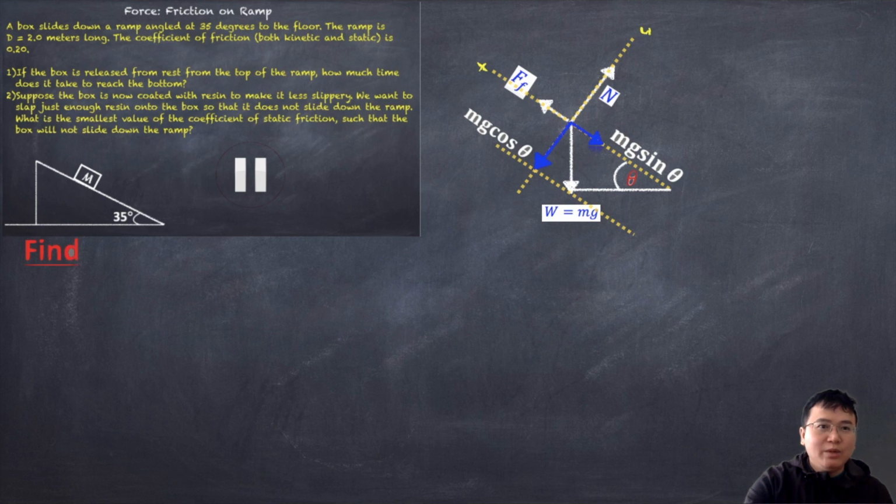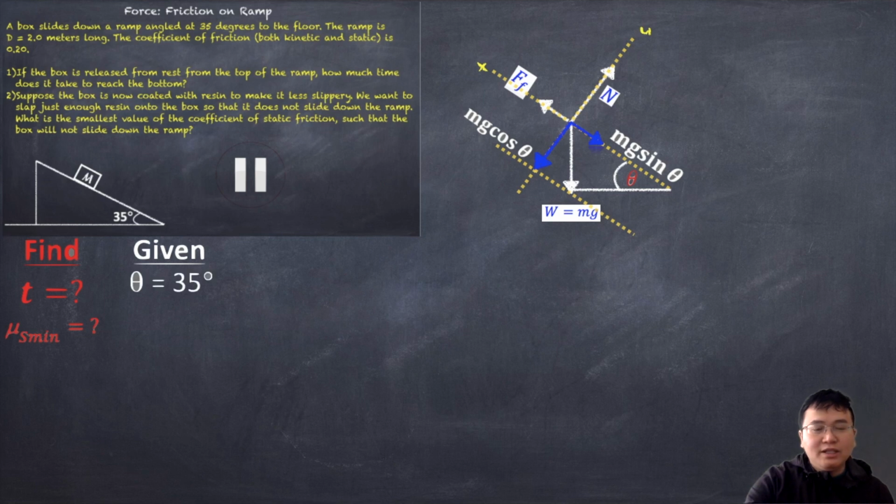So what is it that we're looking for? We need to find the time, since the problem asks you for the time. If the box is released from rest from the top of the ramp, how much time does it take to reach the bottom? The second part of the question asks about the minimum coefficient of static friction, and we can solve that later too.